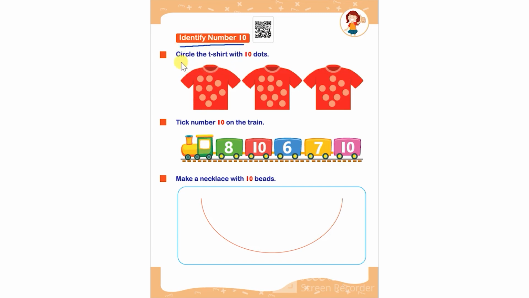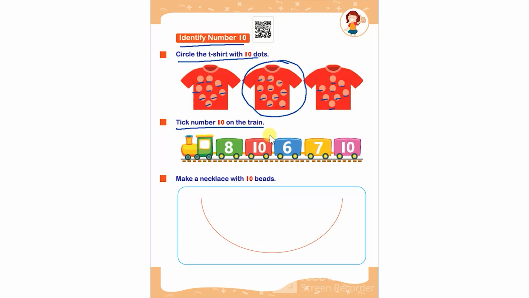In this worksheet, the topic is identify number 10. Over here, circle the t-shirt with 10 dots. So, the child has to count the number of dots on the t-shirts. 1, 2, 3, 4, 5, 6, 7, 8, 9. So, there are only 9 dots over here. After that, 1, 2, 3, 4, 5, 6, 7, 8, 9, 10. So, they have to circle this t-shirt as it has 10 dots on it. And after that 1, 2, 3, 4, 5, 6, 7, 8. So there are only 8 dots. Please emphasize them to count the number of dots and not just randomly guess the 10 dots.